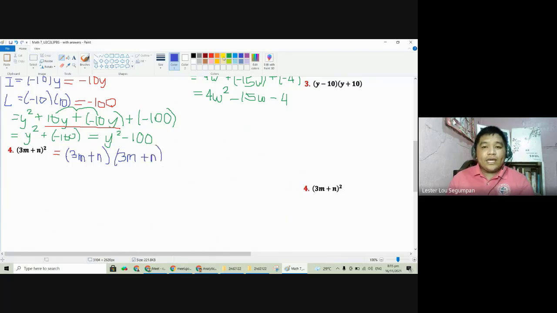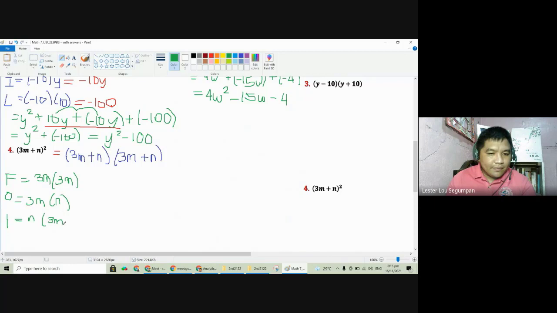And with this, we can still use the FOIL method here. Again, this is what it should look like. So the F stands for 3m times 3m, the first terms. O stands for outer. You have 3m times n. I, sorry, stands for n times 3m. And the last terms stands for n times n. So these expressions now are the product of the FOIL method, which is also the distributive property.